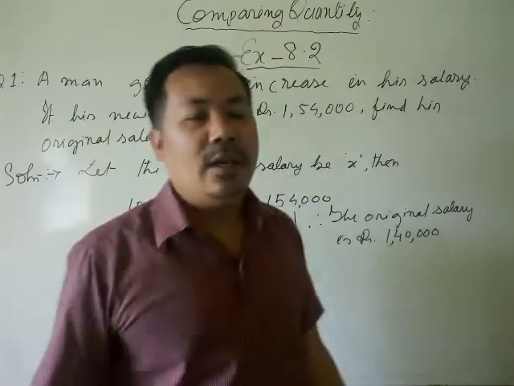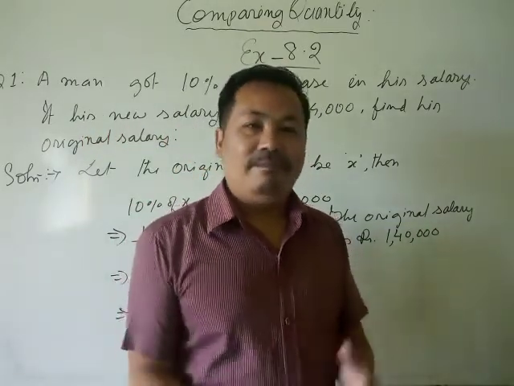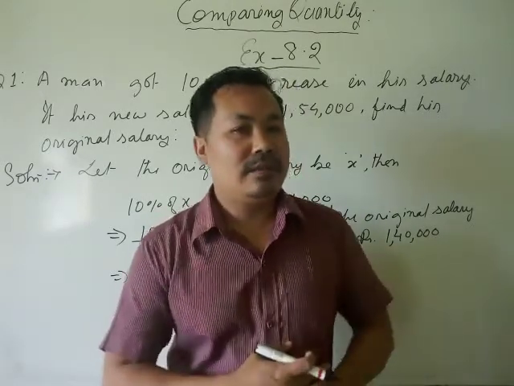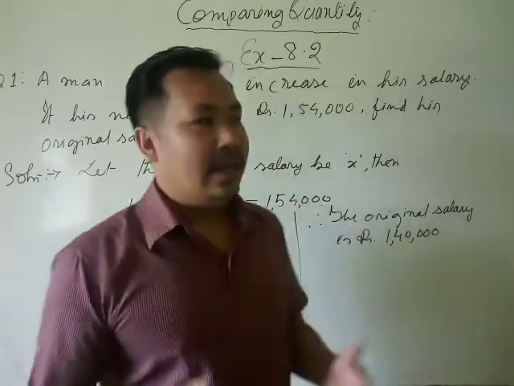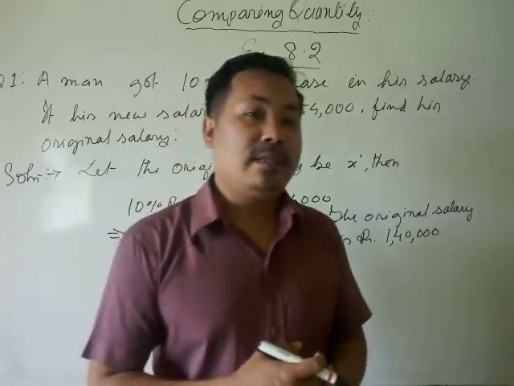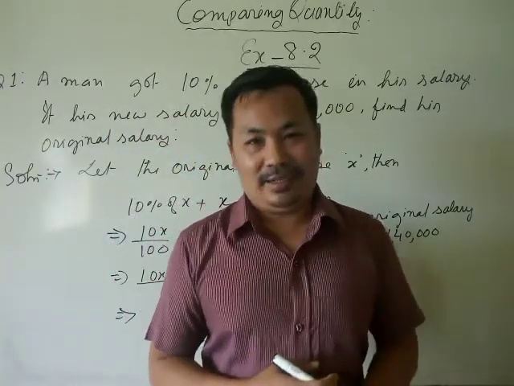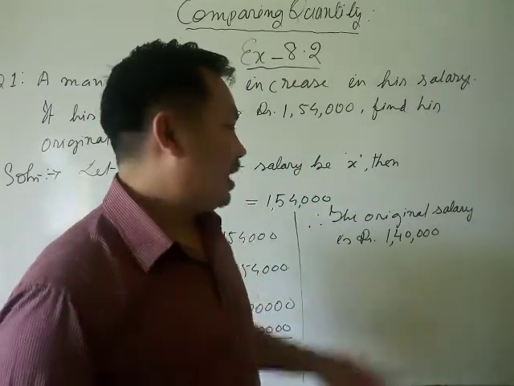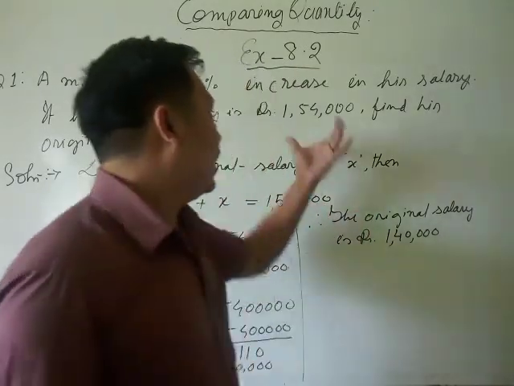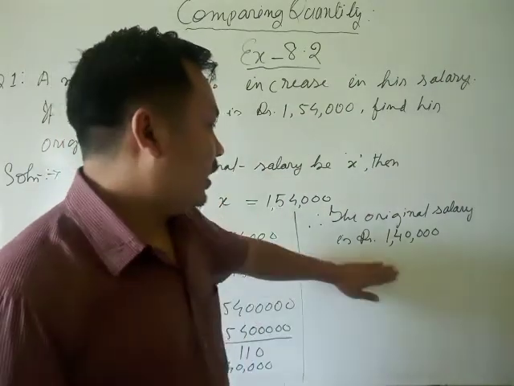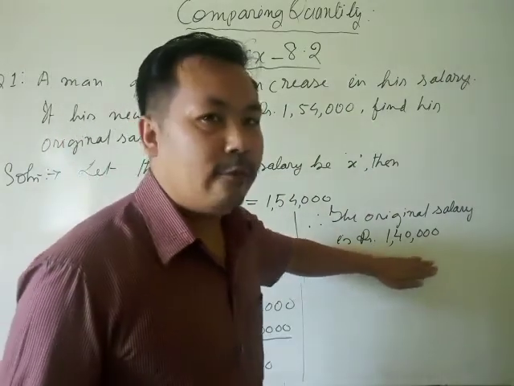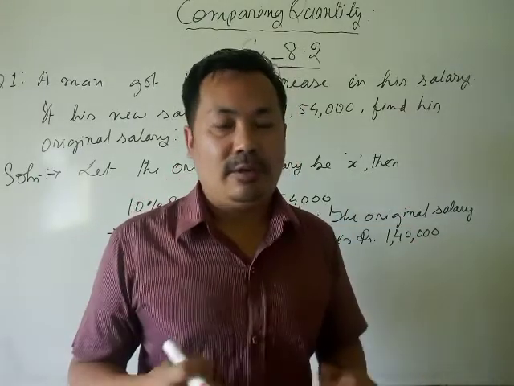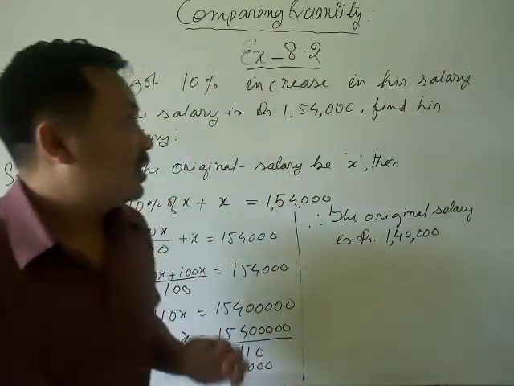This type of salary you also must target. Go to some big companies, or go for competitive exams, and this kind of salary you will get. So this is the salary you will be getting, 1,40,000. With 10% of the salary added, you will get this. So the original salary is 1,40,000. That's the answer. Let us go to the next question.